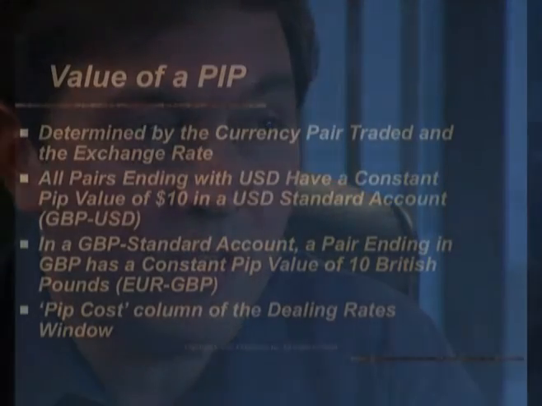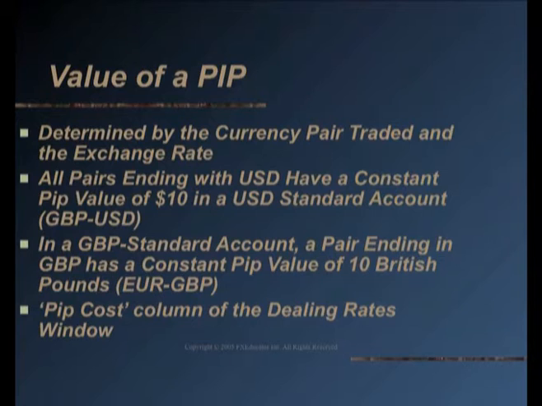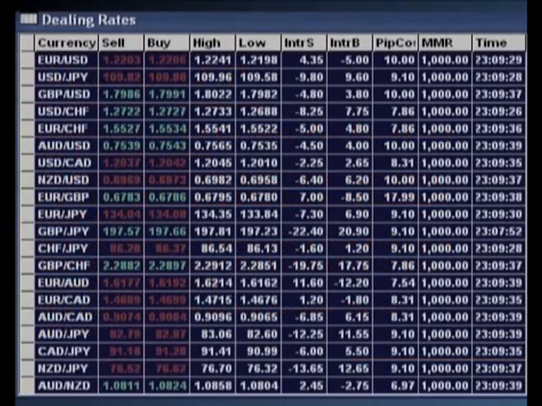It's very easy, by the way, to determine the value of a pip. Most trading platforms have a pip cost column on the dealing rates window. So, if, for example, in this graphic you can see that the various currency pairs are listed on the left. If you look toward your right, there's a column, pip cost, and in that column is the value of a pip for that particular currency pair.